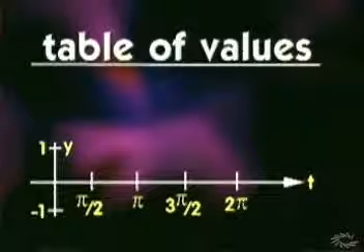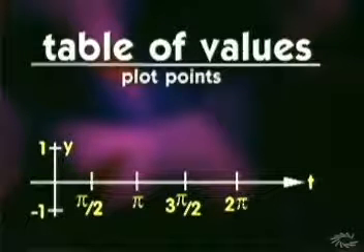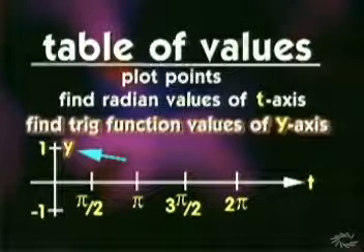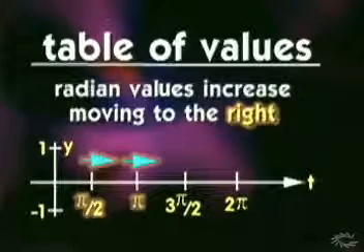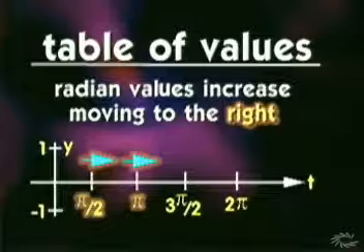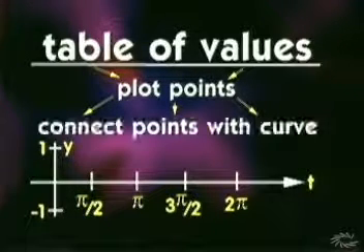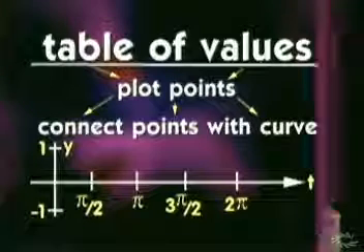Once you've set up a table of values, then you plot the corresponding points by finding the radian value on the t-axis and the trig function value on the y-axis. The radian values increase as we move to the right on the t-axis. Our last step in graphing trig functions is to connect these points with a smooth curve.